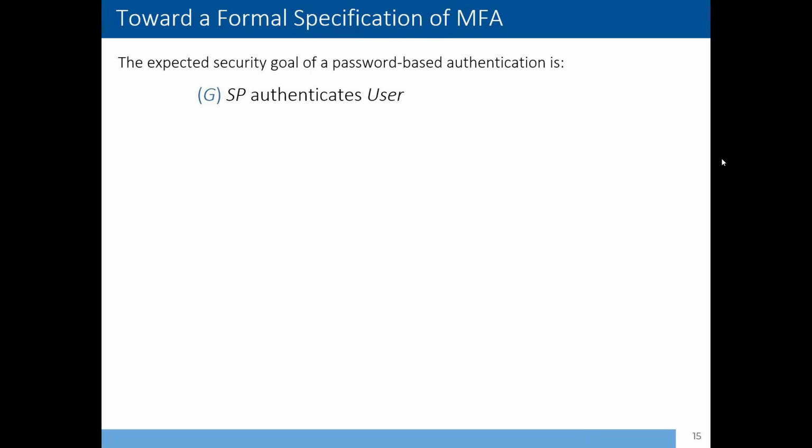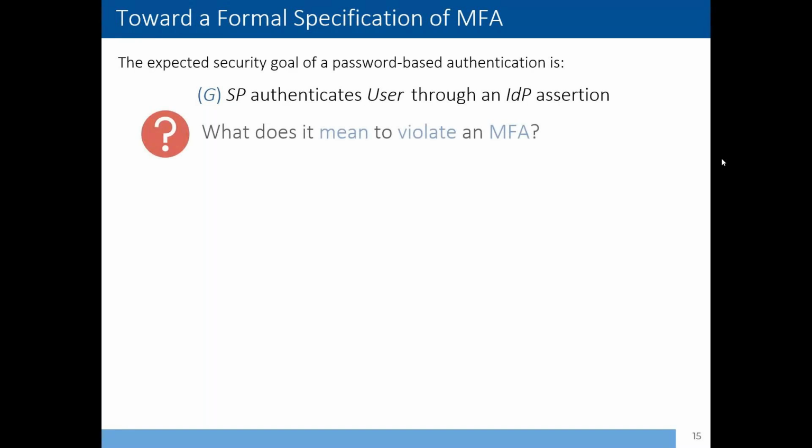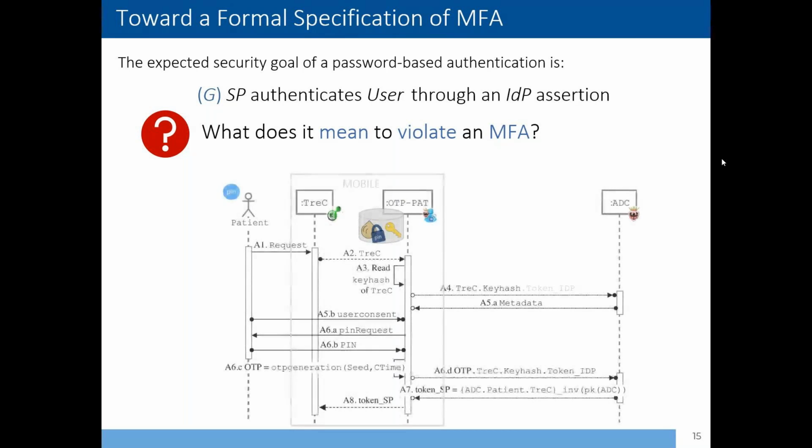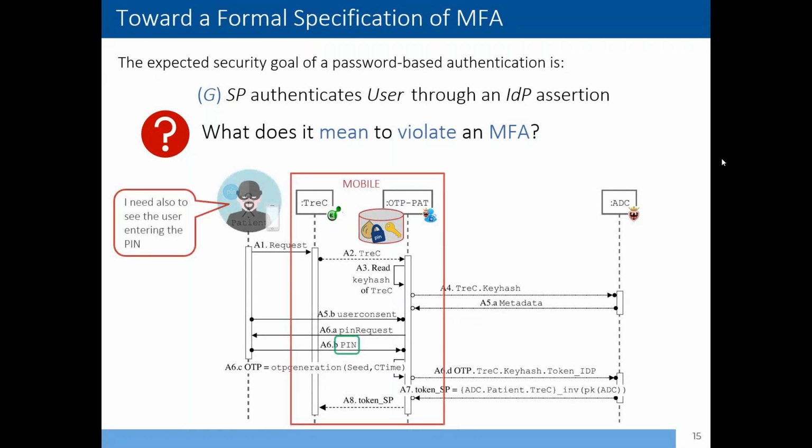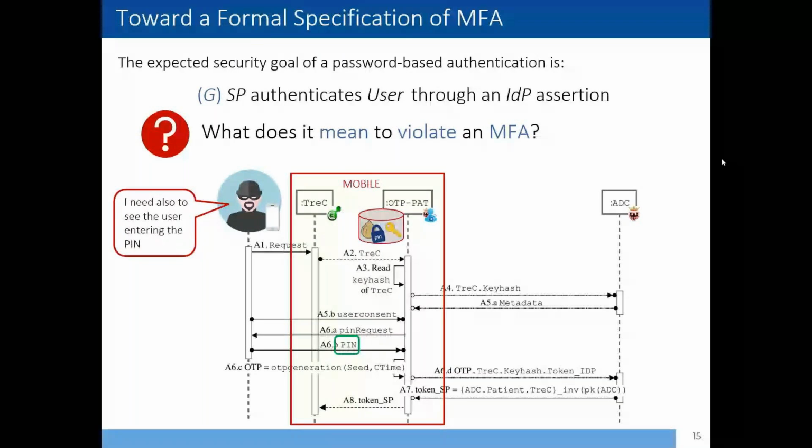Now, in the context of single sign-on, this is usually done using an authentication assertion that is released by the identity provider, like in the case of Tracee. Okay, so given this authentication goal, what does it mean to violate a multi-factor authentication? Let's consider again the Tracee scenario, and let's assume that there is a mobile thief that is able to steal the user's smartphone. In this case, the two values that are stored in the OTP application are compromised.